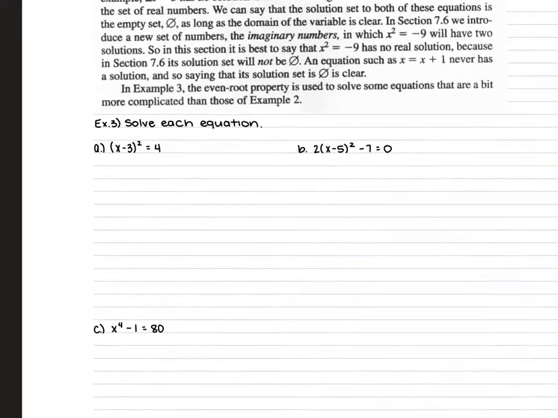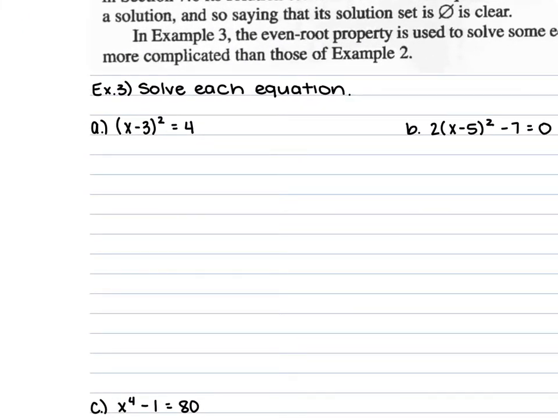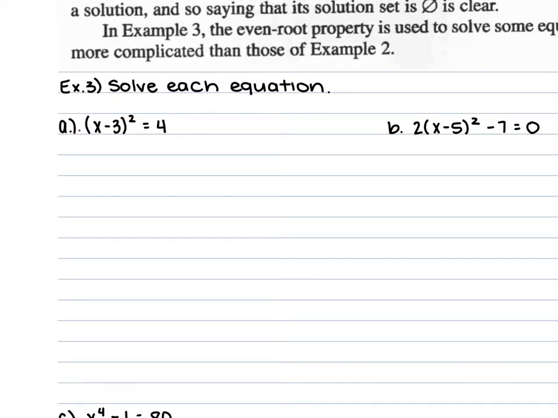For our next part, we're still just solving these equations. For example, 3a, we have x minus 3 squared is equal to 4. The term that is being raised to a power is isolated, so we're going to take the square root of both sides. That square root cancels out the power to where we just have x minus 3. The square root of 4 is positive and negative 2.